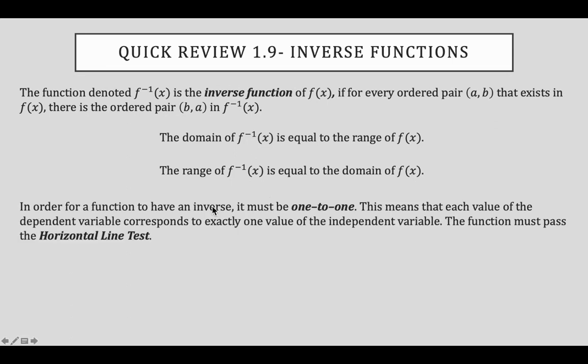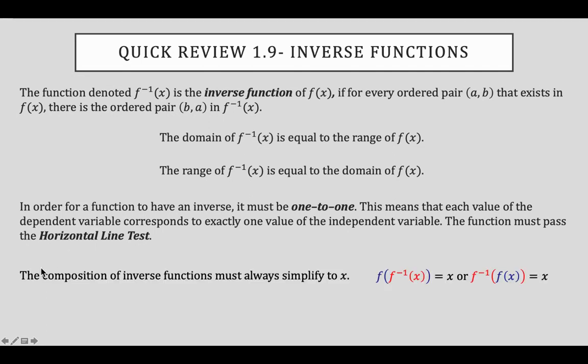In order for a function to have an inverse, it must be one-to-one. This means that each value of the dependent variable corresponds to exactly one value of the independent variable. In other words, the function must pass the horizontal line test. And you might also recall that the composition of inverse functions must always simplify to x. F of f inverse of x equals x, or f inverse of f of x will also equal x. All right, so this is what we studied back in chapter 1.9.